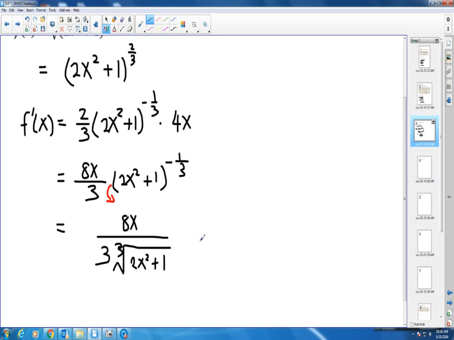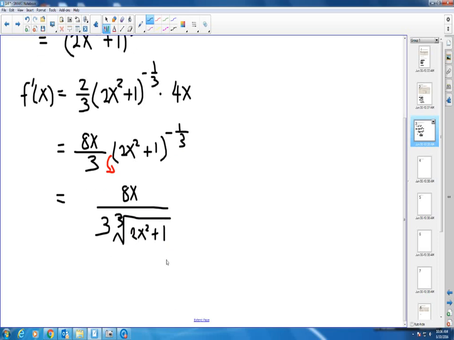Alright. And you will notice sometimes I will rewrite my fraction exponent back to a radical, or I will just leave it as a fraction exponent in a denominator. Okay, it just depends. Alright, let's try another one.